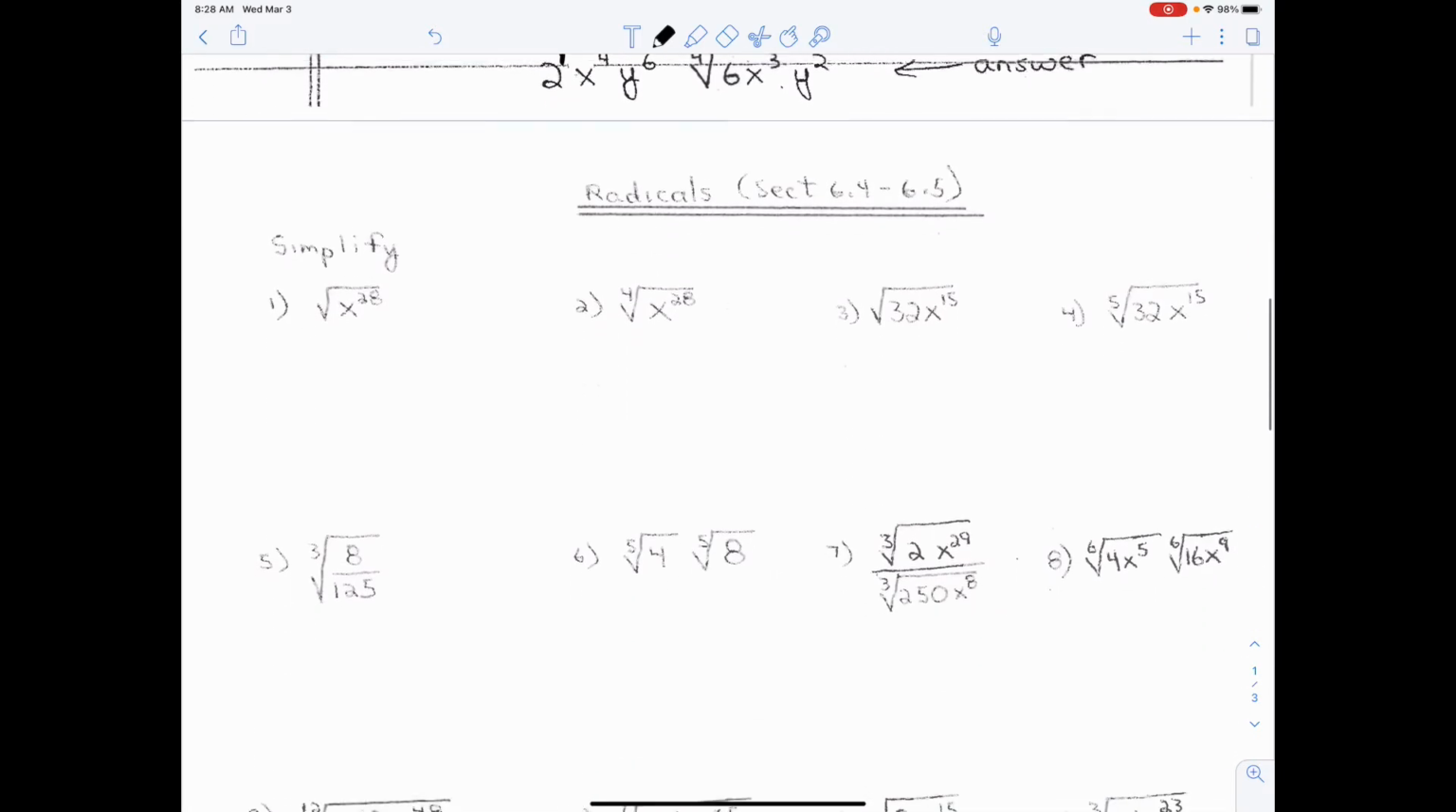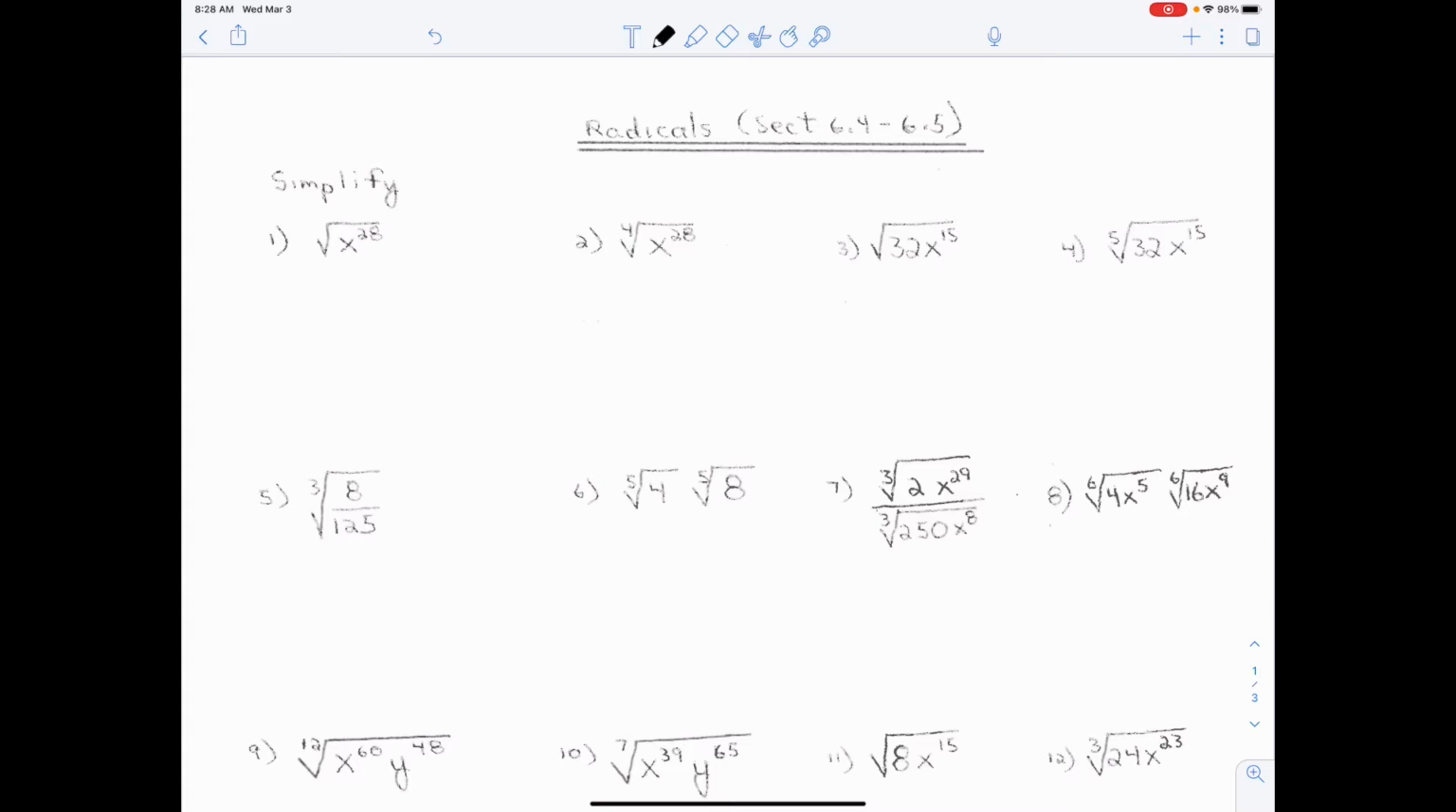Okay, so we're just going to take a look at some of these problems. First of all, remember that when there's no index written, it means it's a square root. So there's no index there. I didn't intend that to be a 0. I was circling the fact that this was 2, even though it's not written. So we're going to take x, and you don't need to write this part, it's 28 divided by 2, which will be x to the 14th power. In this case, we've got 28 divided by 4, which is x to the 7th power.